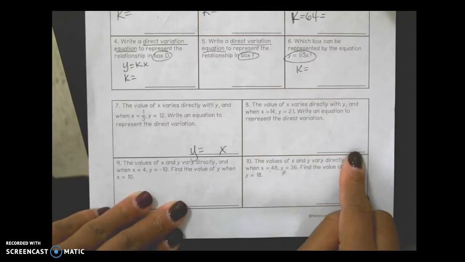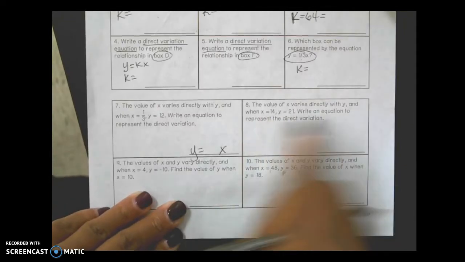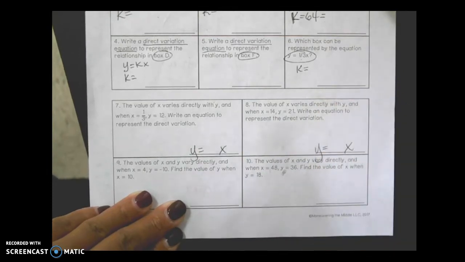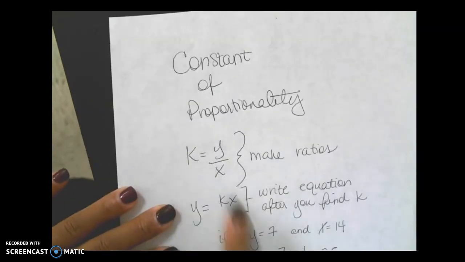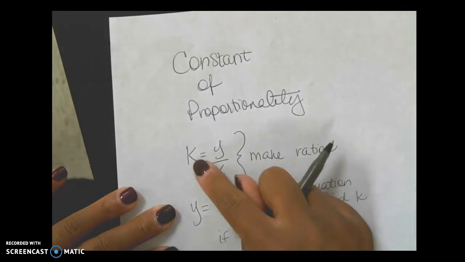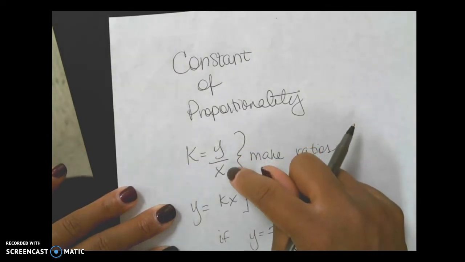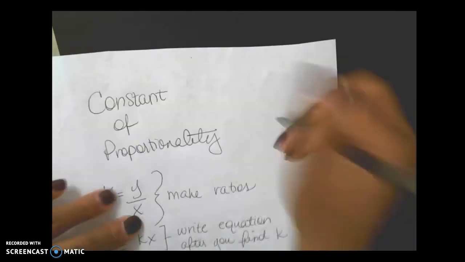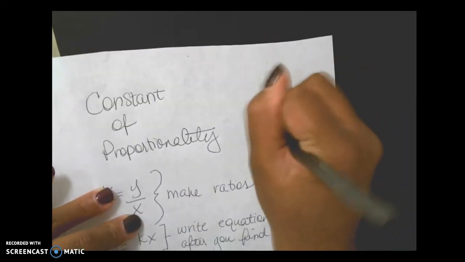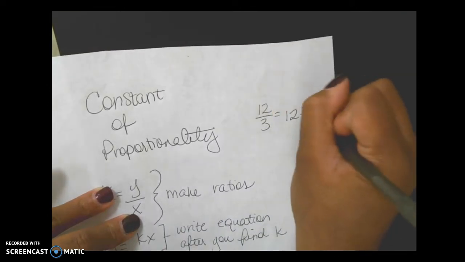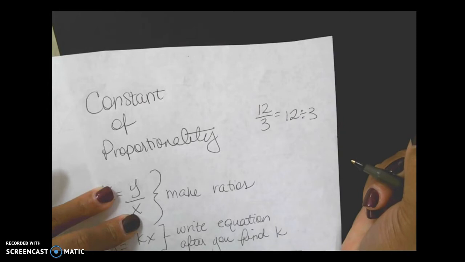Over here, I'm doing the same thing. Write an equation to represent the direct variation. Y equals something x. What is that something? K. K goes here. How do I find K? Y over x. Now I like to say over x, but I can't over something. I can't do 12 over 3. I can divide, but I can't over. Please start practicing saying this properly.